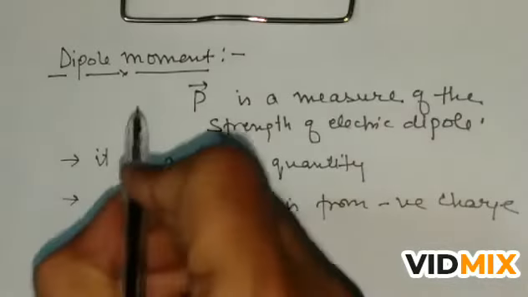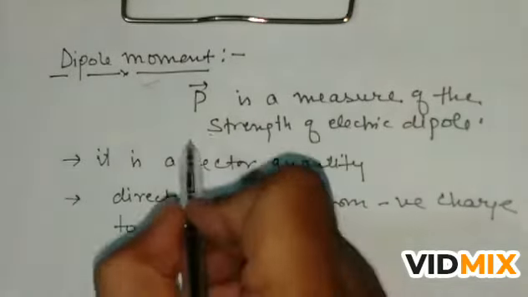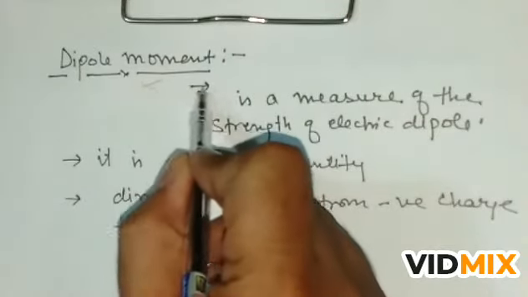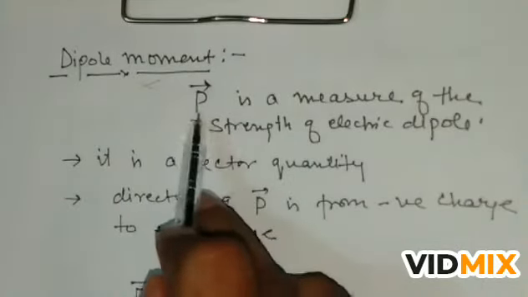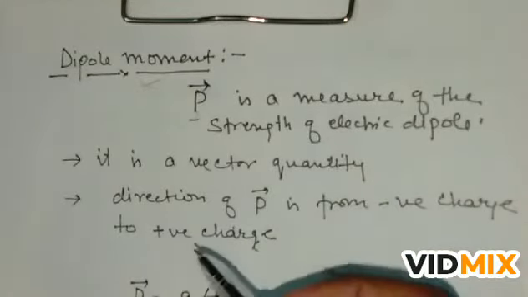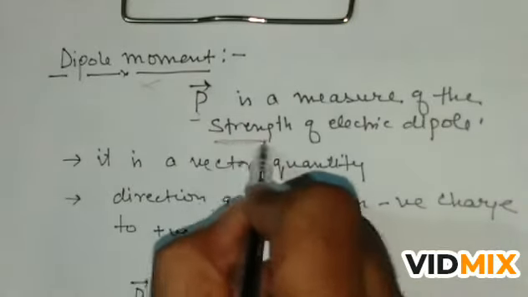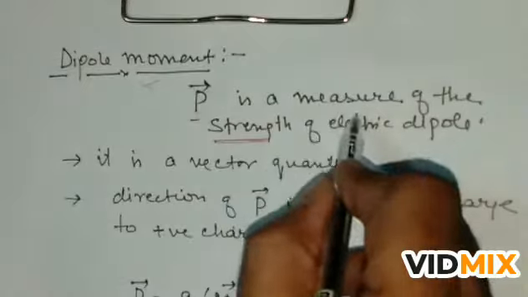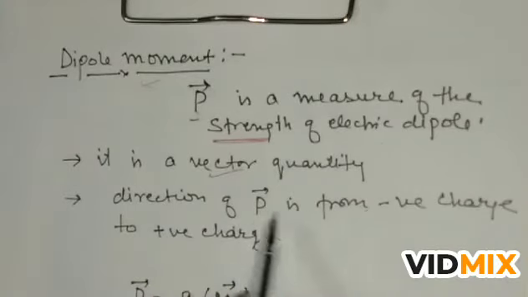Now the next topic is dipole moment. The symbol of dipole moment is P, and we put one arrow here. It means that dipole moment is a vector quantity, and the dipole moment P is the measure of strength of electric dipole. If it is asked what is dipole moment, we can say dipole moment tells the strength of the electric dipole. So dipole moment is the measure of strength of electric dipole, and it is a vector quantity, and direction is from negative to positive. Direction of dipole moment is from negative charge to positive charge.